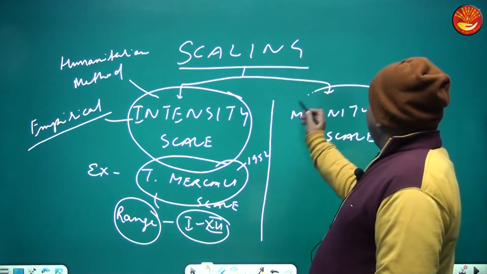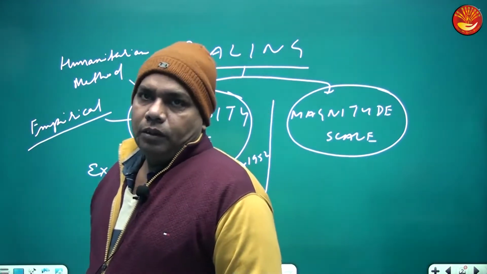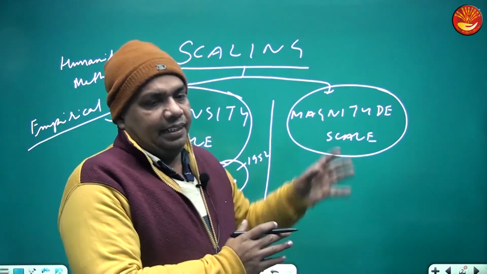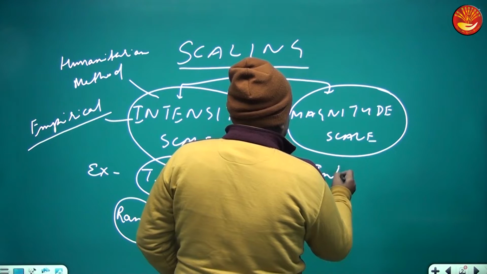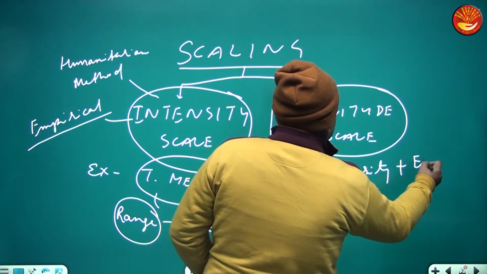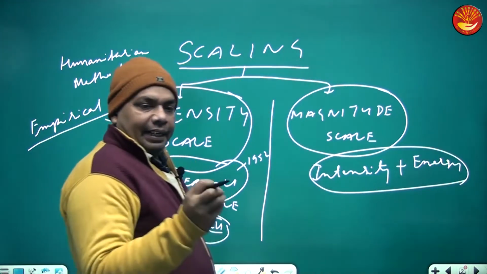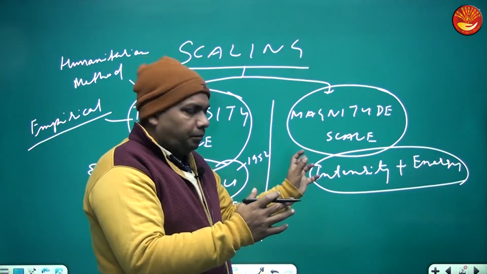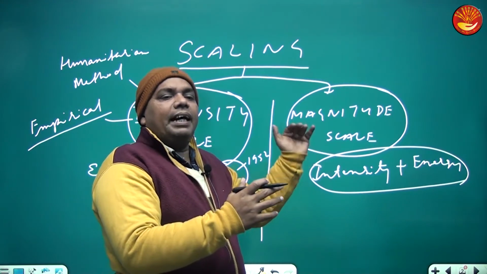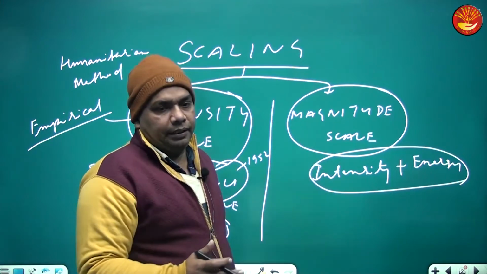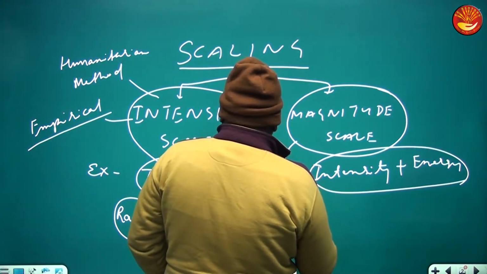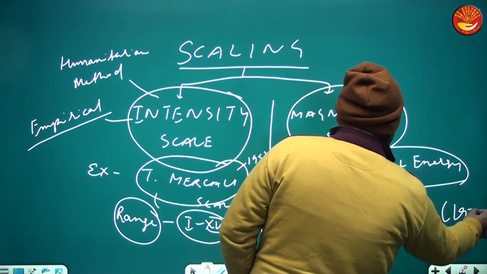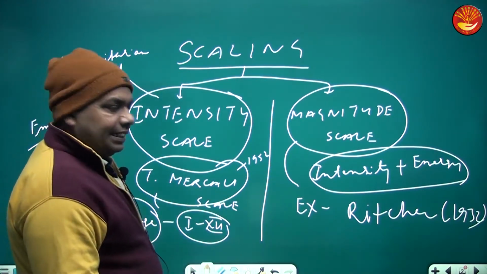Next one is the magnitude scale. So what is magnitude actually? Magnitude is when the energy aspect is added. Magnitude means intensity plus energy, when the energy aspect is also added to the vibration. In very simple language, magnitude means frequency, vibration, that is intensity, as well as an energy component added to it. And the best example of the magnitude scale is the Richter scale, 1932.